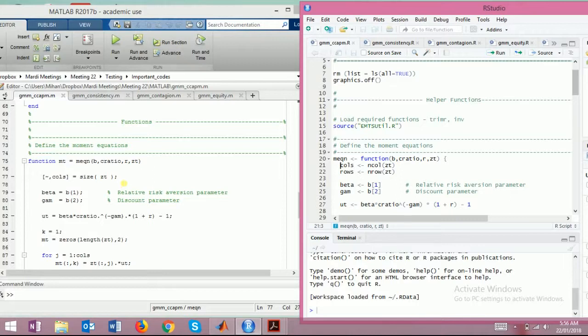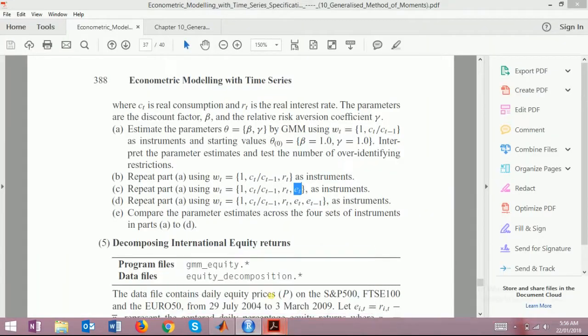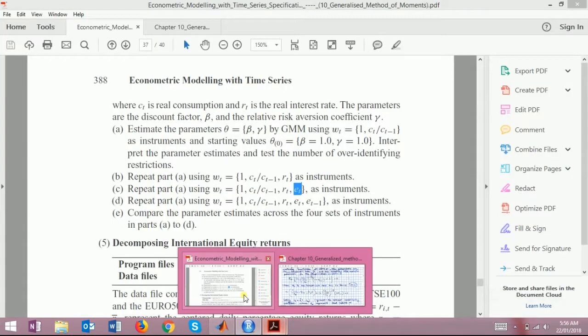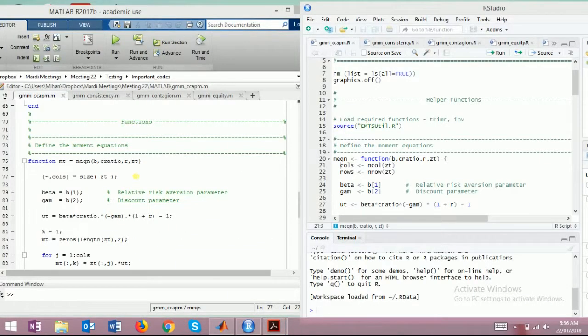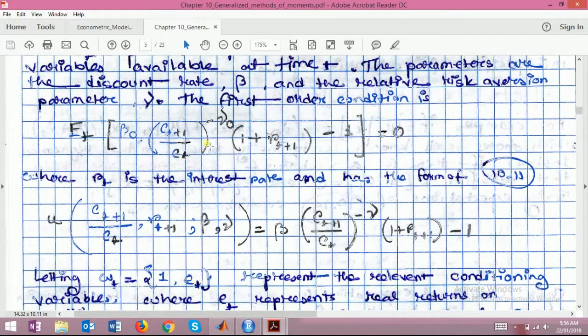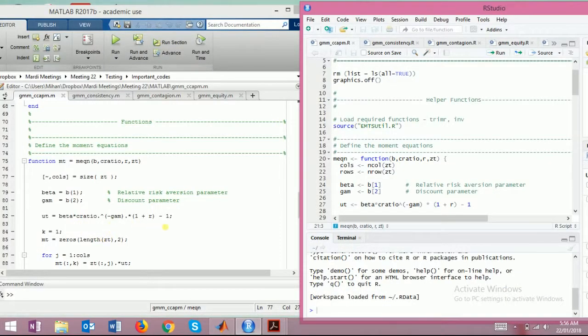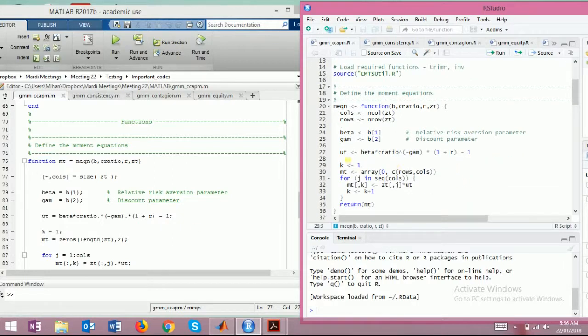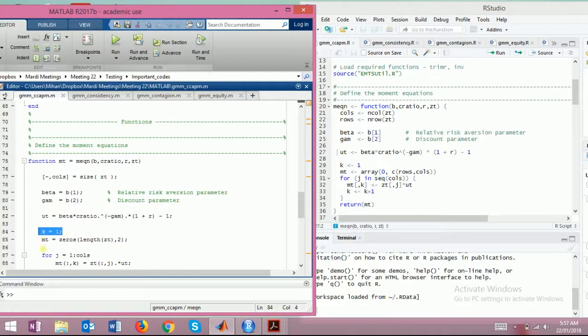Beta is B1, gamma is B2. Parameters are being estimated too. So beta, gamma, all of them we are estimating. The C ratio we are estimating, and Rt and Et all we are estimating here. So Ut is beta C ratio to the power gamma multiplied by 1 plus R minus 1. Okay, which calls for the equation from here: beta C ratio to the power minus gamma, 1 plus R minus 1. That is Ut. So K equals 1.